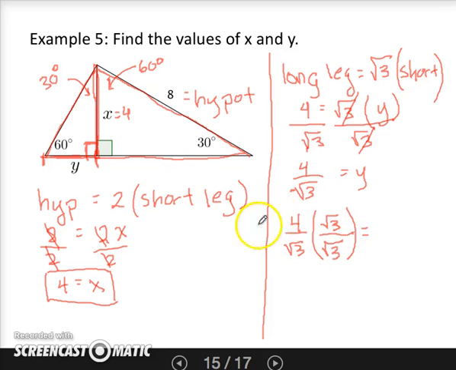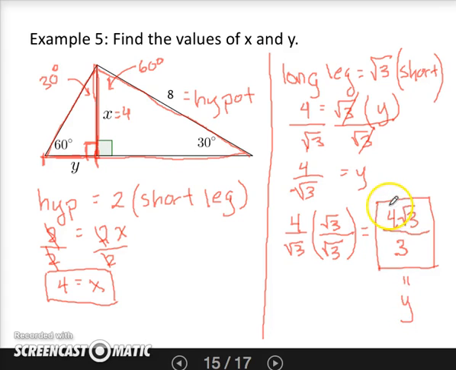This will allow us to multiply straight across, get the numerator 4 times the square root of 3, and having this in the numerator is no problem. We're allowed to have radicals in the numerator. Now the denominator, we have the square root of 3 times another square root of 3, which gives us simply 3. Now we've cleared out the radical from the denominator, and this is in simplest radical form. So we have y is equal to 4 times the square root of 3 over 3.